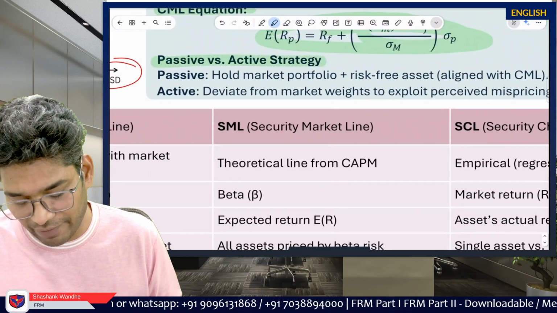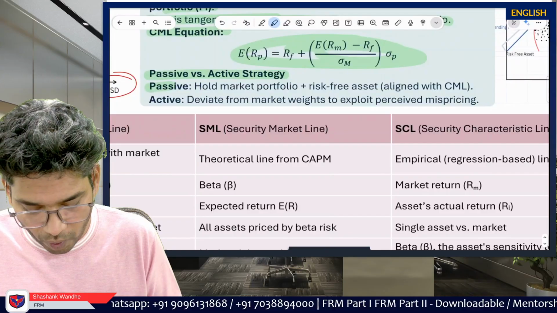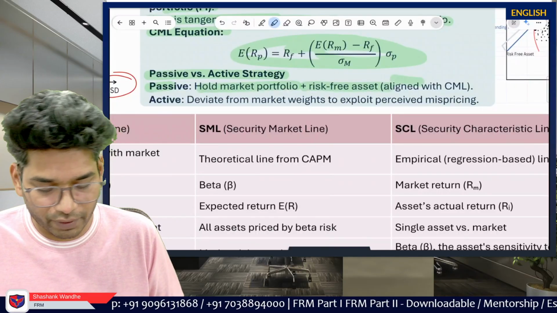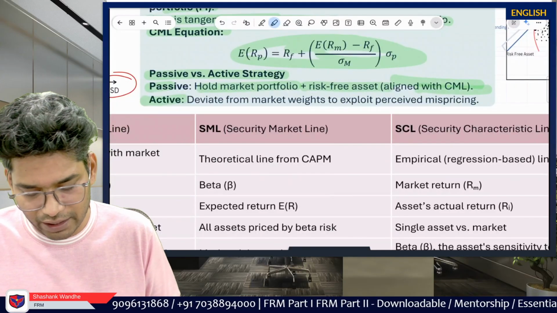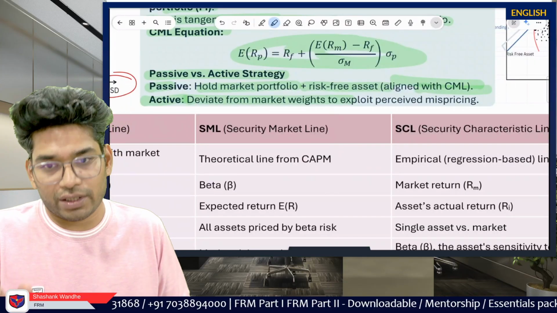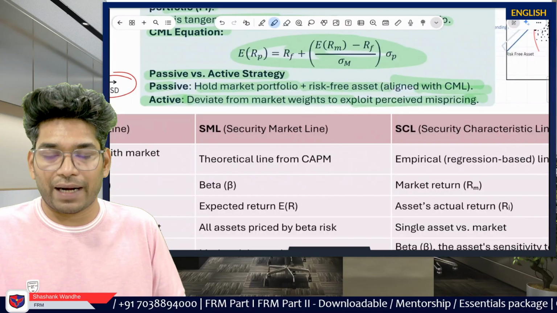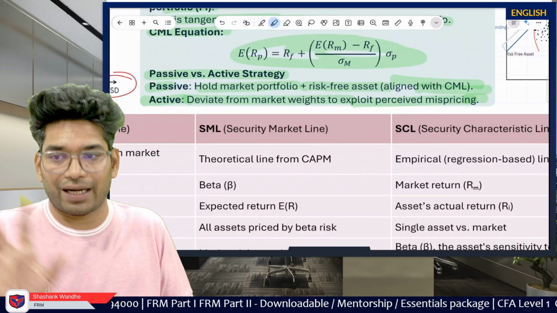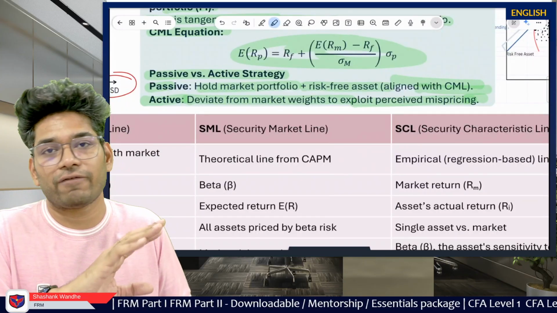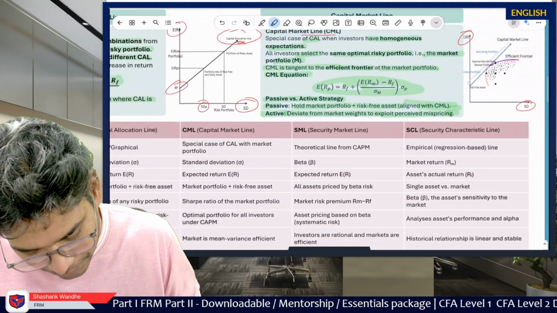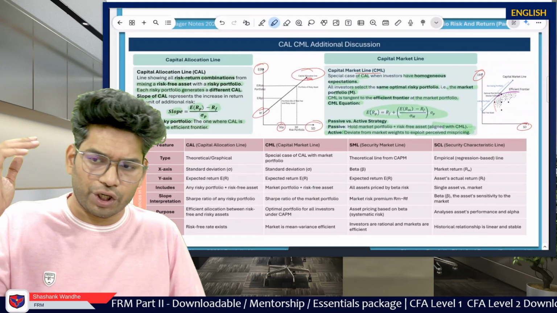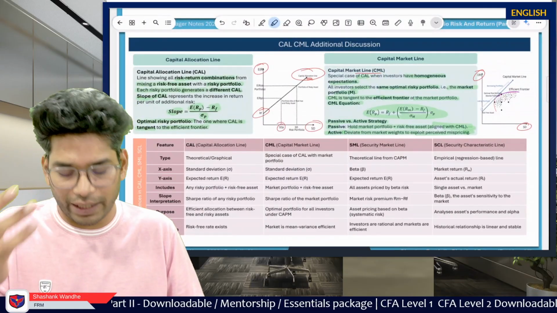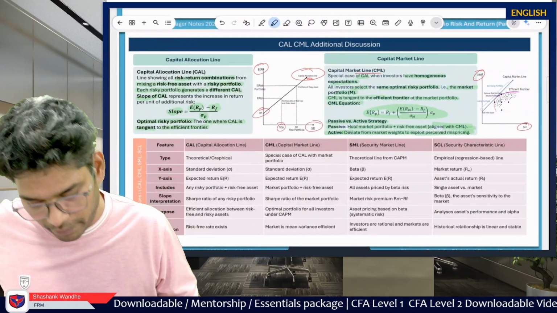And then we have the passive and the active strategies. Passive strategy is to hold the market portfolio plus the risk-free asset, aligned with the capital market line. Active is to deviate from the market weights and exploit the perceived mispricing. So passive investing is as per the capital market line. Active investing is deviating from the market weights. As simple as that. Again, we will have a detailed discussion on passive and active in Level 2 and Level 3. For Level 1, this should be sufficient.